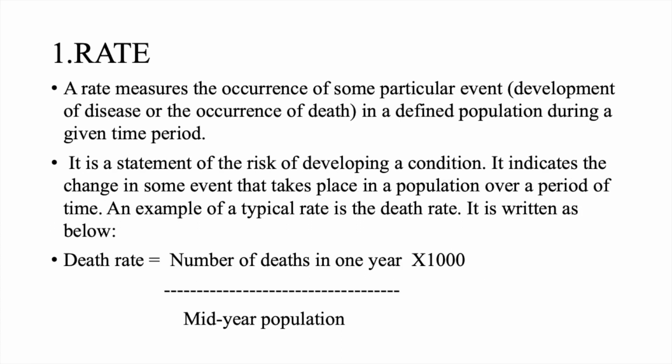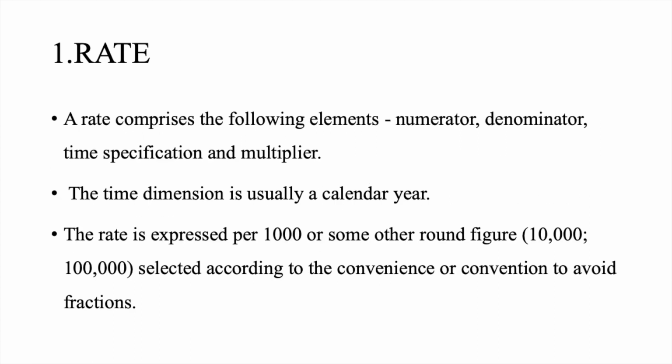A rate measures the occurrence of some particular event, development of a disease, or the occurrence of a death in a defined population during a given time period. It is a statement of the risk of developing a condition. It indicates the change in some event that takes place in a population over a period of time. For example, death rate. Death rate is defined as the number of deaths in 1 year divided by mid-year population times 1000.